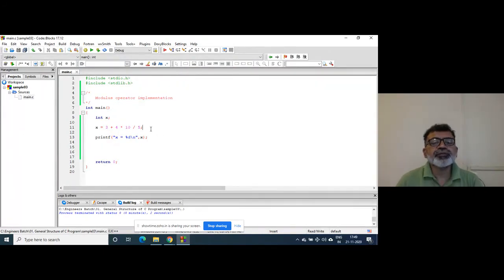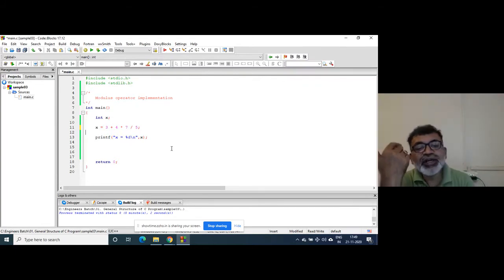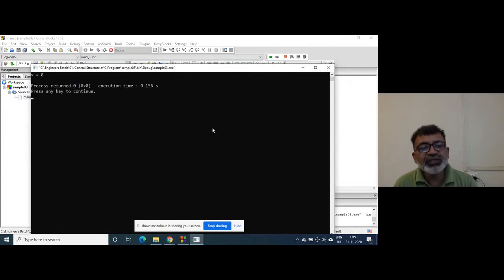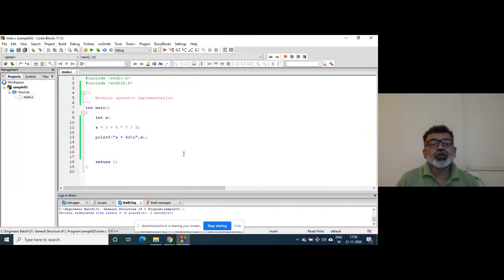It is the same example as earlier. Suppose here it is 7. Now what will happen? 4 into 7 will be done first. So 4 into 7 is 28. 28 divided by 5, the answer will be 5. And that 5 plus 3, the answer will be 8. The answer is 8. So here associativity comes into the picture.